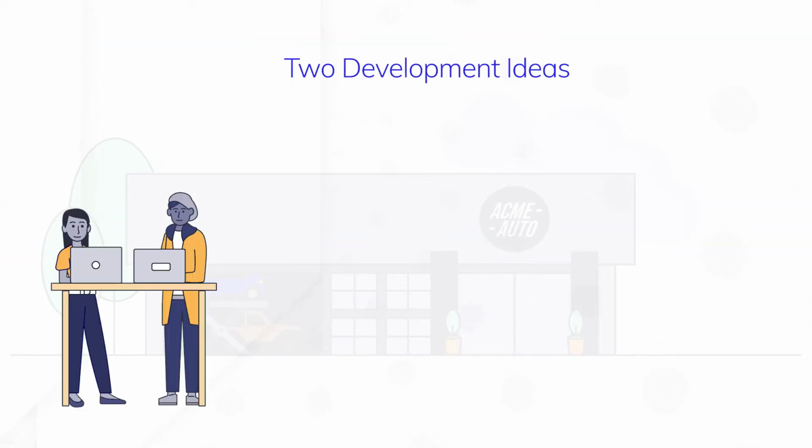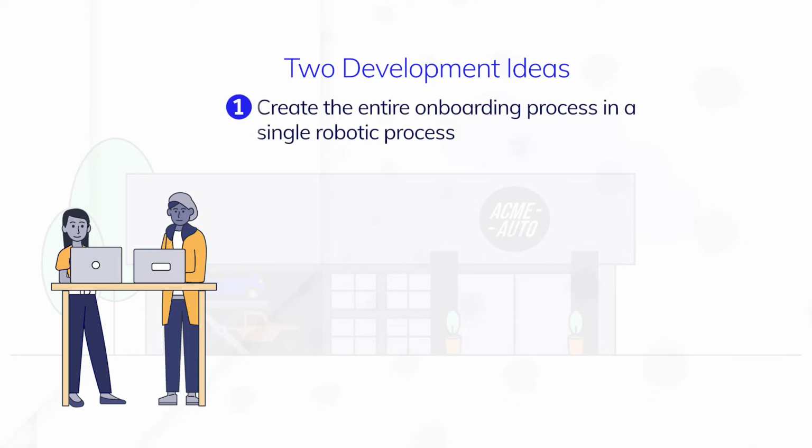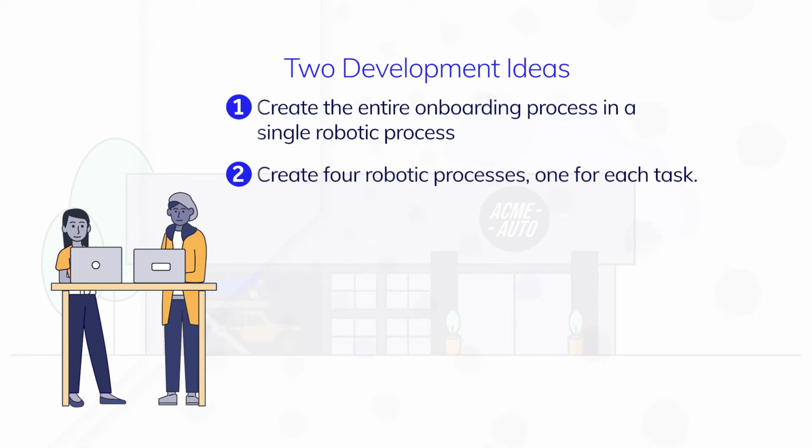Here are 2 design ideas from the Appian development team at Acme Auto. The first, create an entire onboarding process in a single robotic process. The robotic process would complete all 4 tasks for the new hire number 1 and then repeat them for each new hire in the list. The second, create 4 robotic processes, 1 for each task. Each robotic process would repeat for each new hire in the list before moving on to the next robotic process. Which design idea should the dev team use?